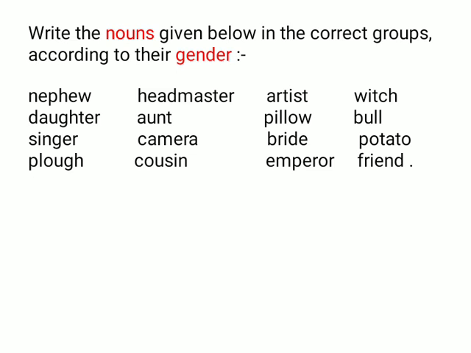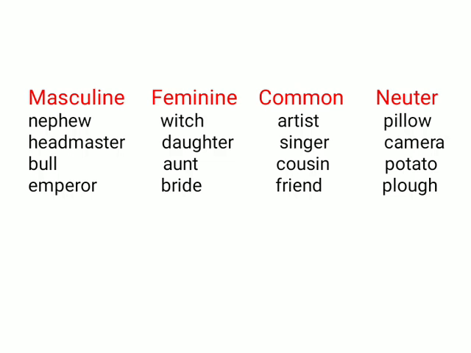That is masculine gender, feminine gender, common gender, and neuter gender. Now, in the classification, we will see which words come in the masculine gender, which come in feminine gender, which come in common gender, and which come in neuter gender among these words. Now, just see, in masculine gender, it will come nephew, headmaster, bull, emperor. This all belongs to the masculine gender.